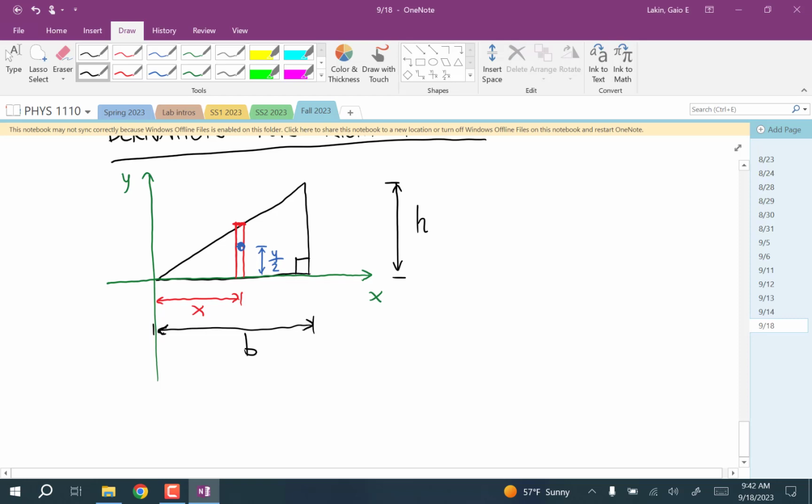Notice that the top of every single rectangle falls along this line, right? So we just have to come up with a formula for that line, an equation for that line. So what's the equation for this line? If you use mx plus b, there's no y-intercept. H over b, yep, that's right. So y is equal to h over b times x.